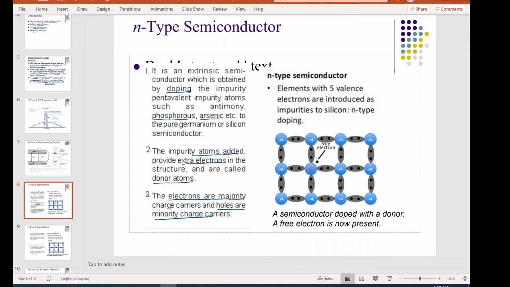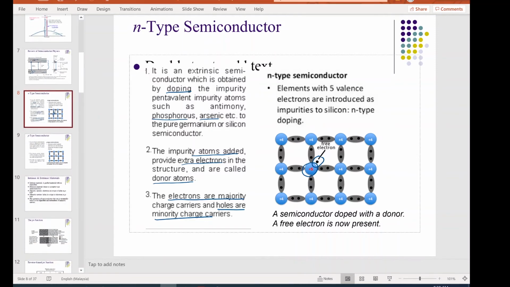As we can see here in the diagram, we have a donor atom here, and it carries the extra electron, or free electron. This free electron is free to move, and if we have a lot of them, then we have a higher concentration of free electrons.